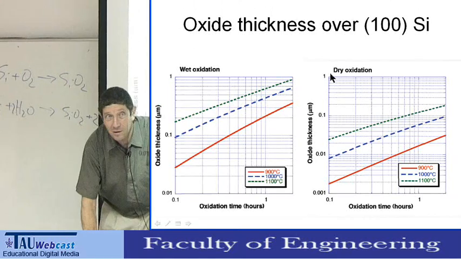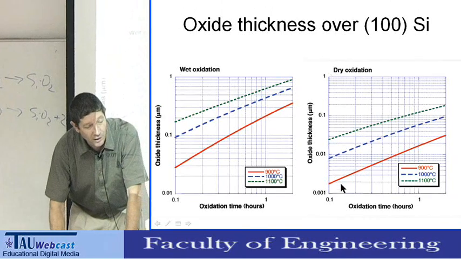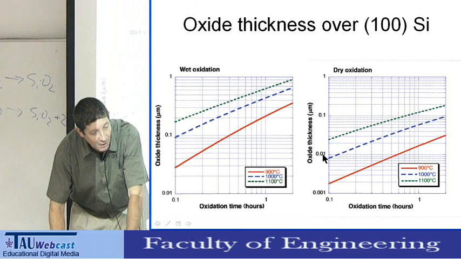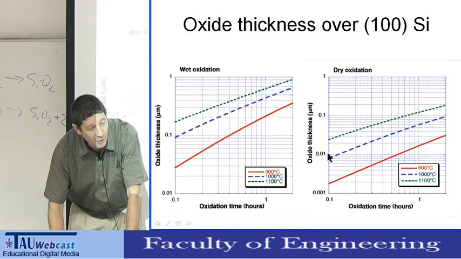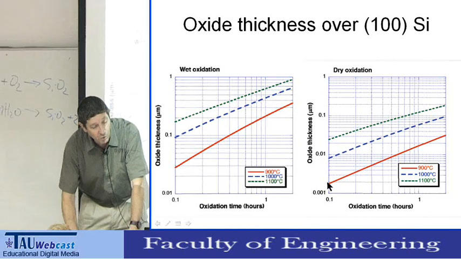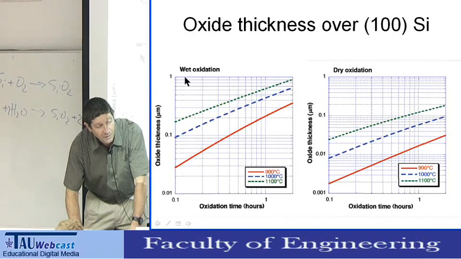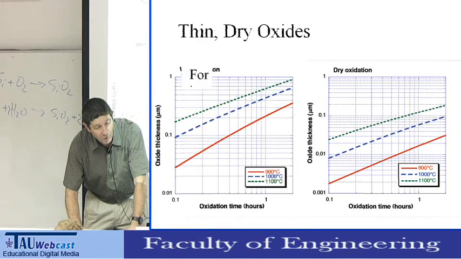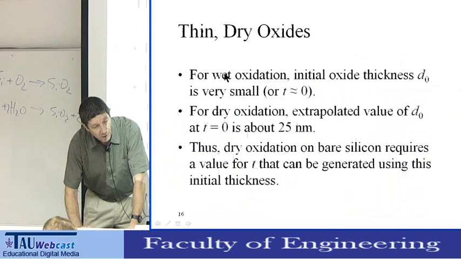Typically for the gate of transistors, we use dry oxidation because we can control the thickness. Let's say this is 100 angstrom, or this is 20 angstrom. If I want to grow a very thin oxide, I grow with dry oxidation. If I want to grow a thick oxide, I grow with wet oxidation.